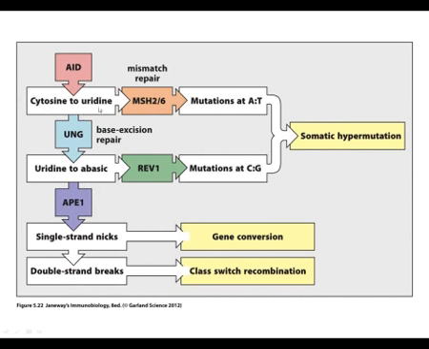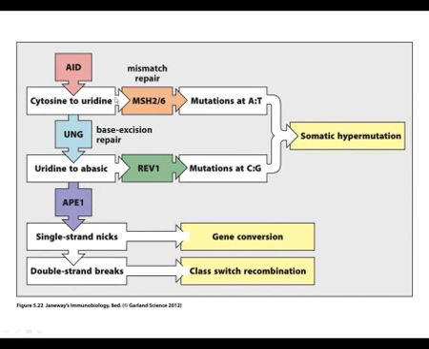But the second thing that can happen is that these uridines can just be removed. Remember, your body doesn't want them there. Uridines aren't supposed to be in DNA, so UNG comes along and takes those out. Then you have these abasic sites. There's no base there, no nucleotide there. Then this gets repaired using something called Rev1, where you actually get the mutation right at that C/G region. So all of these mechanisms can lead to somatic hypermutation if this is in the variable region.